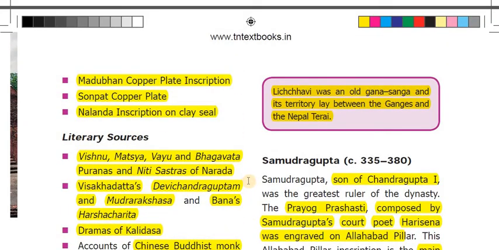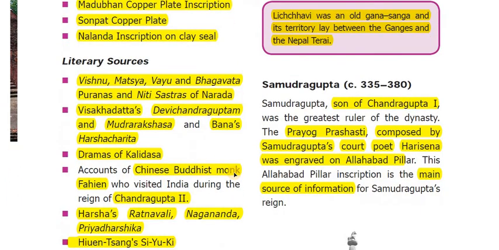Lichchhavi was an old Gana Sangha and its territory lay between the Ganges and the Nepal Terai. Samudragupta, son of Chandragupta I, period 335 to 380, was the greatest ruler of the dynasty. The Prayag Prashasti, composed by Samudragupta's court poet Harisena, was engraved on Allahabad pillar. This Allahabad pillar inscription is the main source of information for Samudragupta's reign.